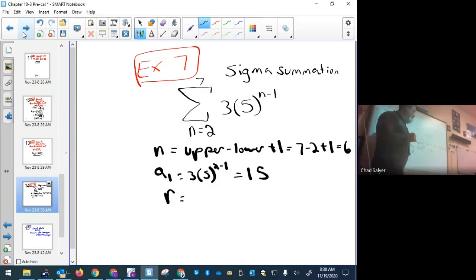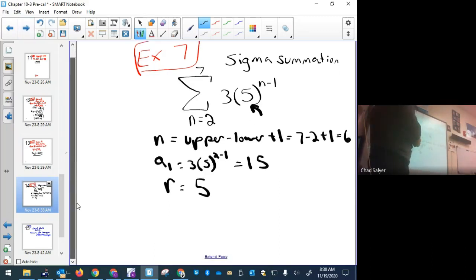So we've got n, we've got a sub 1. And now we need r, and we see that in this formulation, the common ratio is 5. So we plug that in for r. Now we can use our formula.